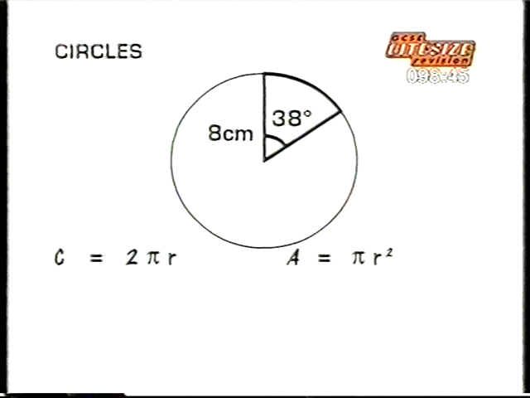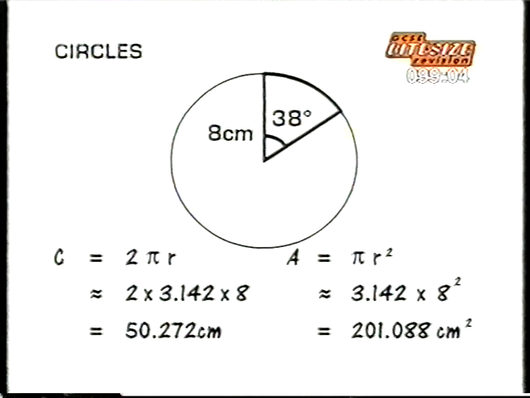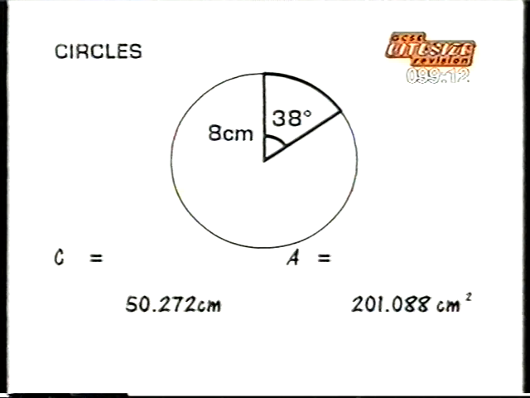So the whole circumference is 2 times pi, 3.142, times the radius, 8. That's 50.272 centimetres. The area of the whole circle is pi, 3.142, times 8 squared, 64, which is 201.088 centimetres squared. At this stage, keep your answer more accurate than you'll need.